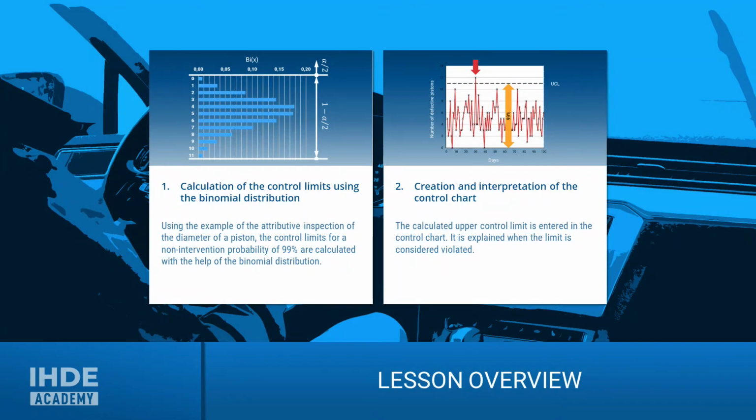This lesson is divided into two chapters. In the first chapter, we will use the binomial distribution to calculate the control limits. And in the second, we will enter this limit in the control chart and discuss how it is to be interpreted.